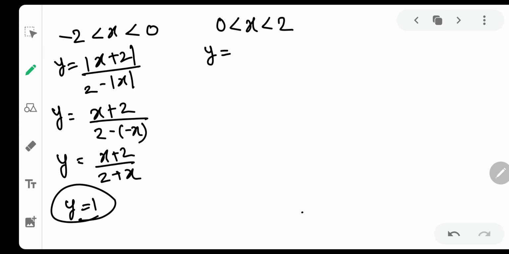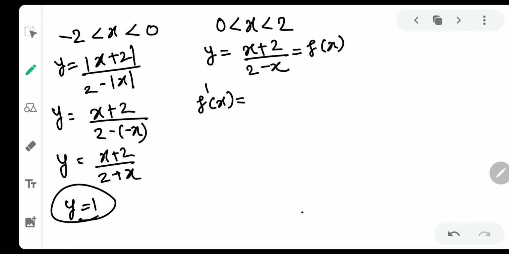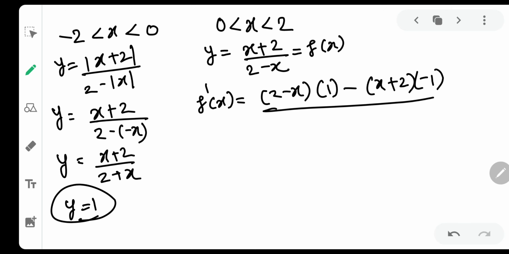0 to 2, x plus 2 is always positive, so it will open positive only, and from 0 to 2 mod x is always positive, so it will open like this only. Now how to draw this graph? So let us consider this as f x and let us calculate its f dash x. Now what is this f dash x? U by v rule. So let us apply u by v rule. 2 minus x and derivative of x plus 2 is 1, minus x plus 2 and derivative of 2 minus x is minus 1, upon 2 minus x the whole square.